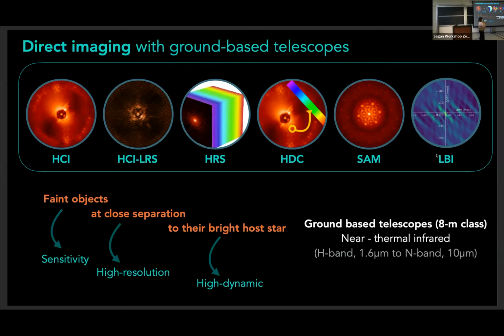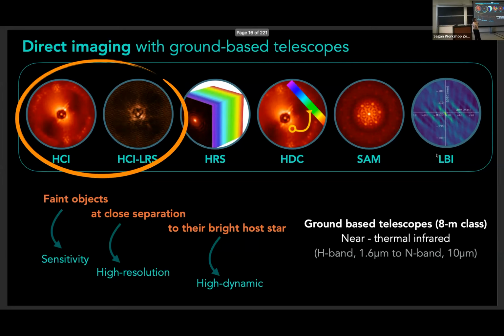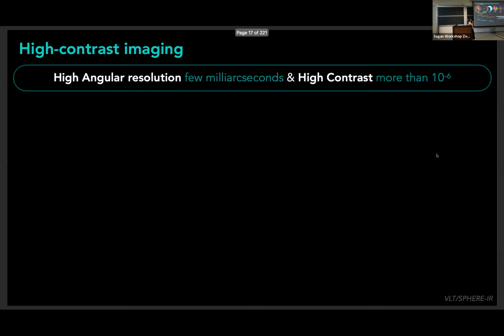So I'm going to mainly focus on ground-based telescopes from the 8-meter class, because that's most of what we have nowadays in the near and thermal infrared, H-band to N-band, and focus on those two techniques here because you're going to have dedicated talks about the others. High contrast imaging, again: we want to reach a few milliarcsecond angular resolution and contrast better than 10 to the minus 6. We want more, obviously, but that's what we have. We are looking at emitted light from the giant gaseous planets with these techniques.